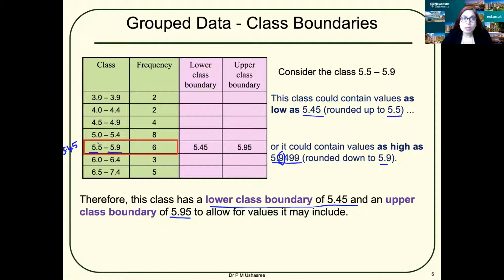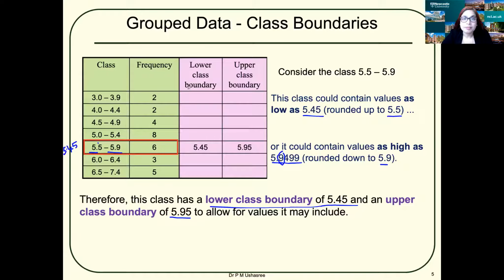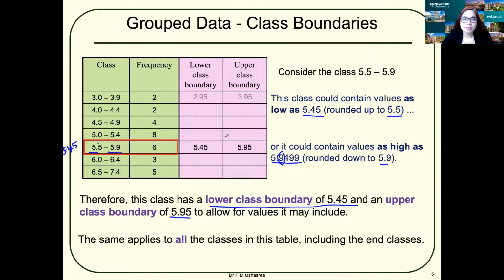What is the lowest value this class can have? 2.95. And the highest value is 3.95. Similarly, for the next class the lowest is 3.95, and the highest value it can take is 4.45. So you can apply this to all the classes in the table, including the last one.